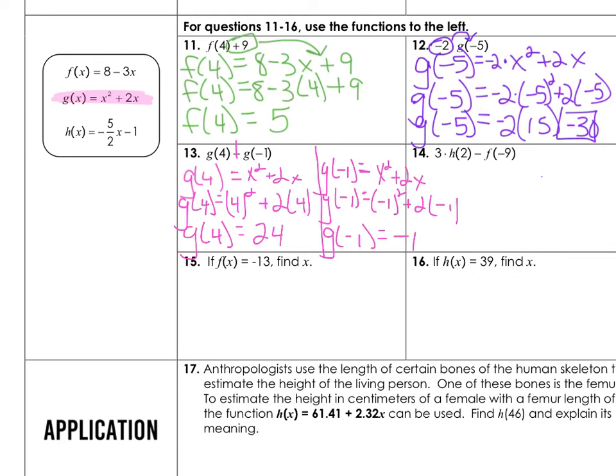Now I'm not done though. This says, let me just erase this, g of 4 plus g of negative 1. So I'm going to do it to the left just so I have room. I'm going to take my g of 4, well, that's 24, and I'm going to add it to my g of -1, which is -1. When I add those together, I get 23. That is my final answer for number 13.